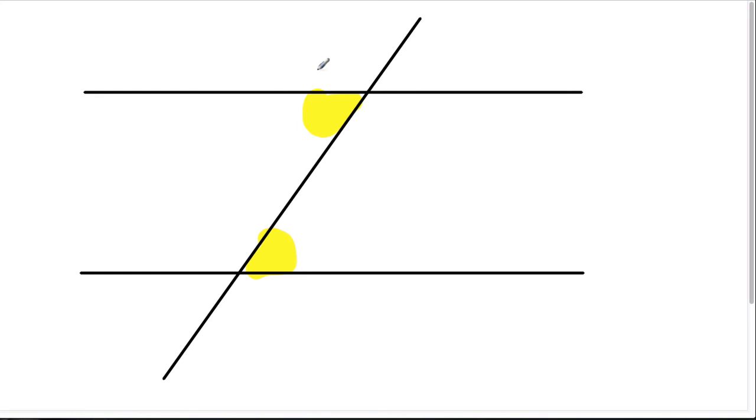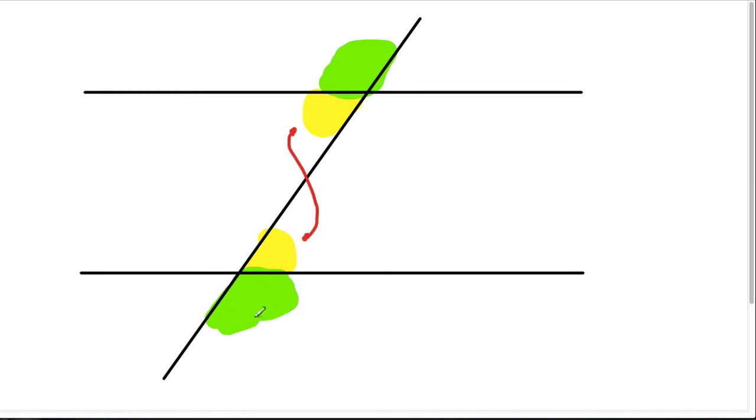So the top angle is on this side and the other angle has switched over to the other side, and so it's alternated from the left side to the right side of the transversal line. So we call this yellow angle alternate interior angles. We also have alternate exterior angles. So for example, let me highlight in green an exterior angle. Here's an exterior angle, and it matches with this one over here.